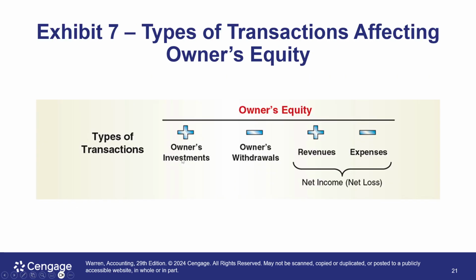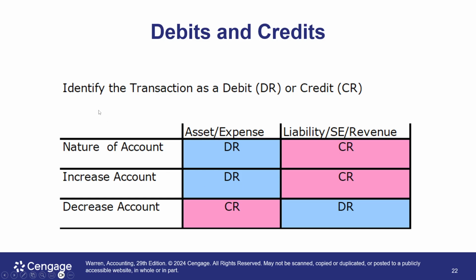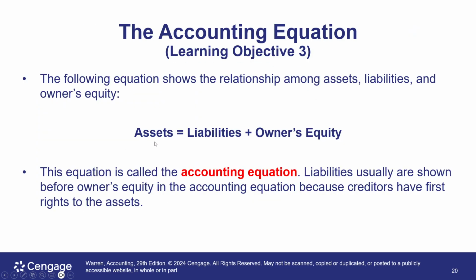But what does that look like? Well, first of all, here's what owner's equity is made up of: owner's investments minus owner's withdrawals plus revenues minus expenses. That is all of owner's equity here. And when we think about the accounting equation, it gives us some insight into how we treat these accounts when we're making accounting entries. So for example, assets, if we go back up to assets, look, it's on the left side of the equal sign.